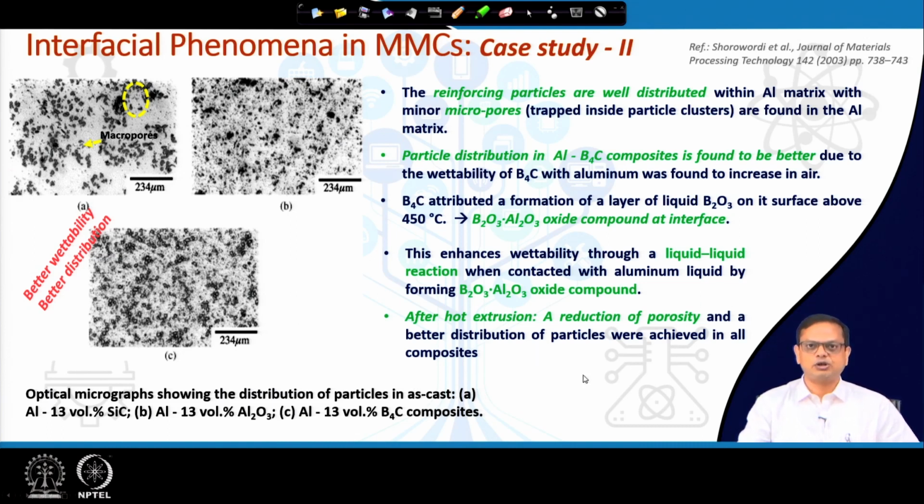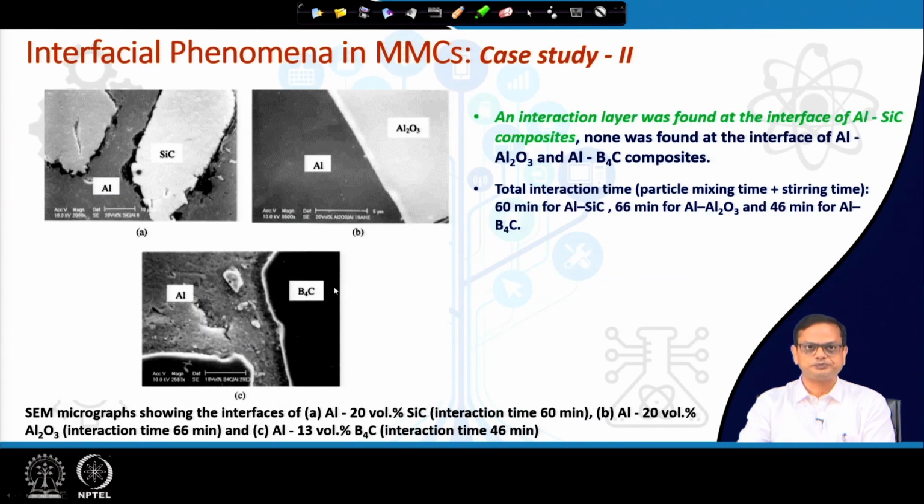So, yes, after hot extrusion a reduction of porosity and a better distribution of particles were achieved in all composites. That is going to happen anyway. But ultimately B4C shows better wettability. Let us move on, let us go a little bit deeper.